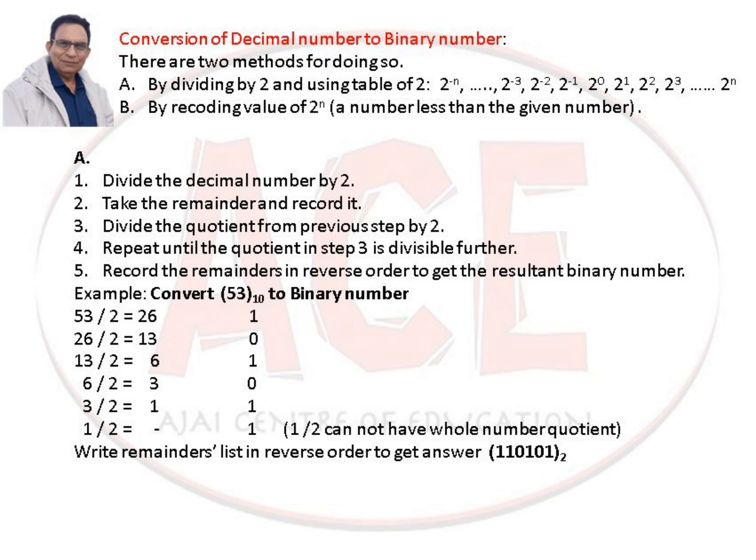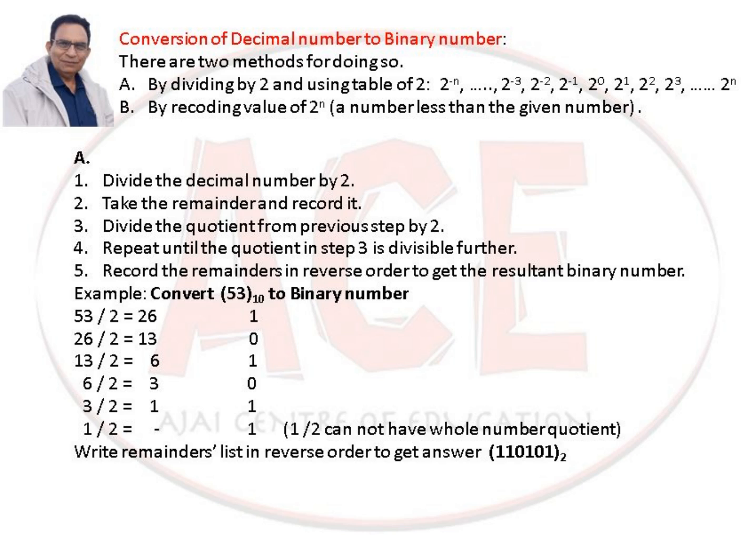Using the first method, divide the decimal number by 2, take the remainder and record it, divide the quotient from previous step by 2, repeat until the quotient is not divisible further. Next, record the remainders in reverse order to get the resultant binary number. Here is the example. Convert 53 base 10 to binary number.